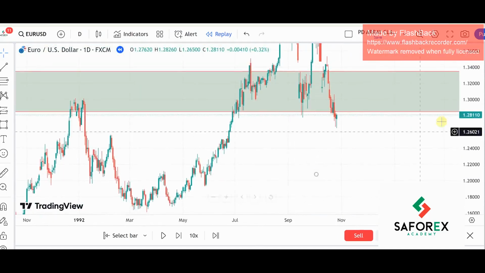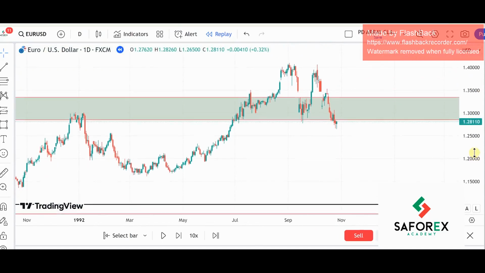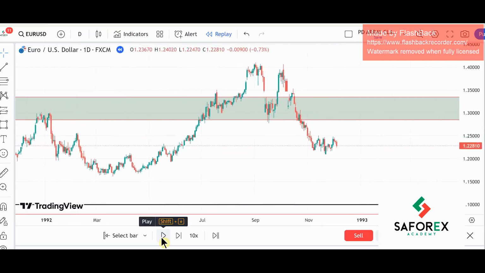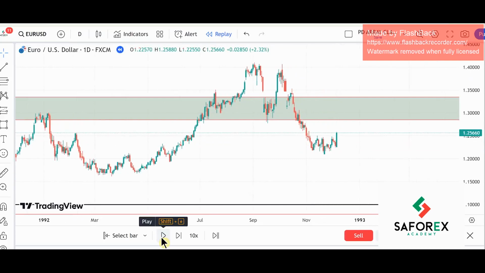So now what you want to look out for is, now you can see this market again. As I'm watching this market now, I know that this is my daily time frame.